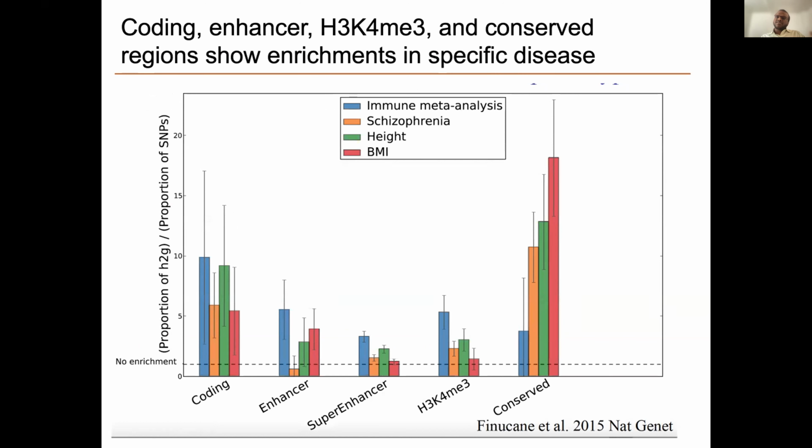And at the same time, there are some traits for which some specific functional regions are more important than the others. So for example, here you can see that for BMI, she observed a very high enrichment in conserved regions, but that was not always the case for the other functional regions like H3K4 and H3K27ac for that matter.